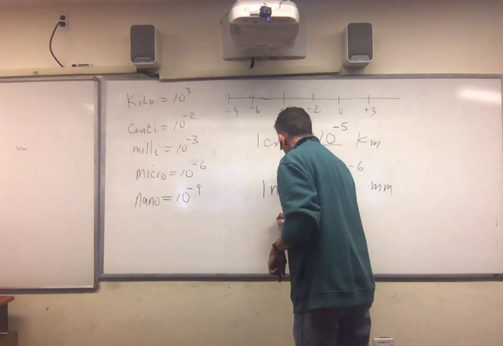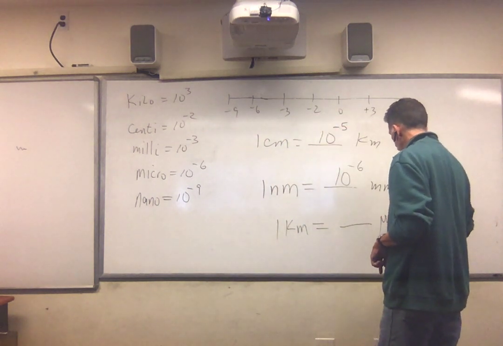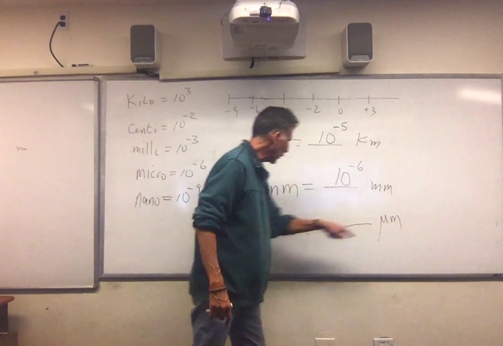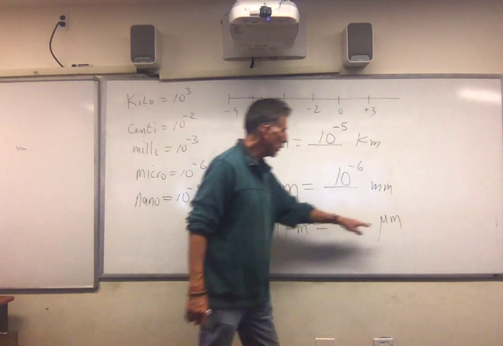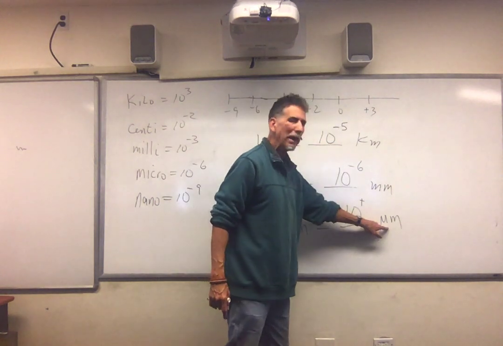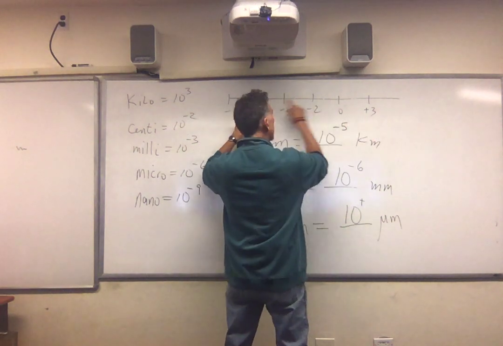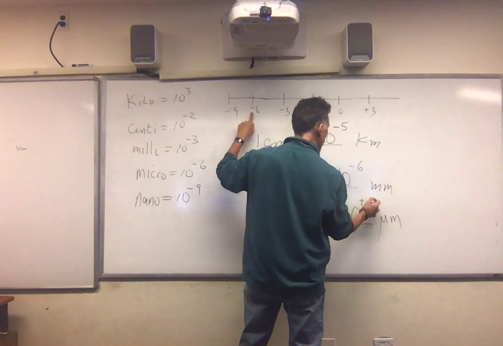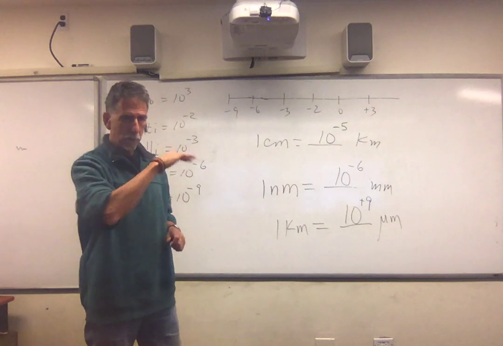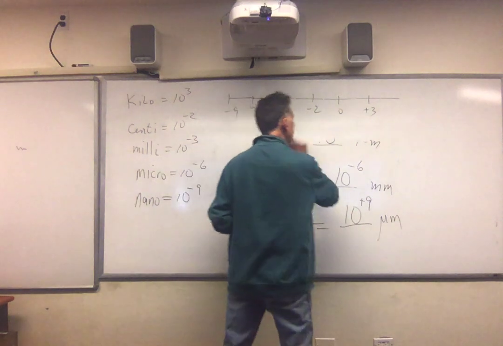Let's go the other way, shall we? So let's see. Let's do 1 kilometer is how many micrometers? So now we have something that's smaller and something bigger. When it's smaller, the exponent is positive. So where's micro on here? Minus 6. Where's kilo? Plus 3. 6 steps to here, 3 steps to there is a total of 9 steps. All right? 1 dimension. Kilometers, meters, centimeters. Let's do 2 dimensions.